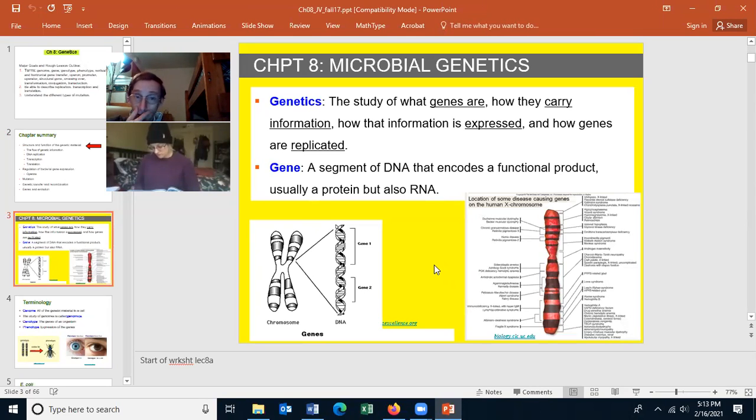If not, the first term you should know is genetics, the study of what genes are and how they carry information, and then how that information is expressed. We'll look at that, and how genes are replicated. So that's all genetics. A gene is a segment of DNA that encodes a functional product. It usually encodes a protein, but there are some genes that encode RNA, like the tRNA genes and the rRNA genes.